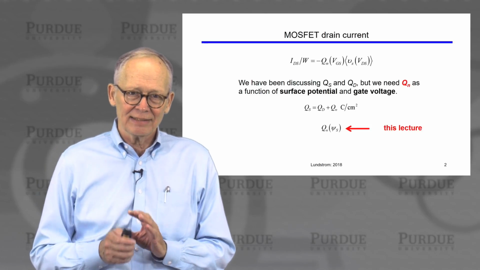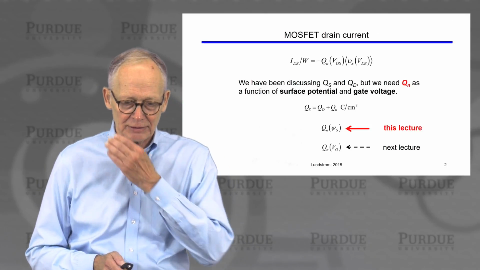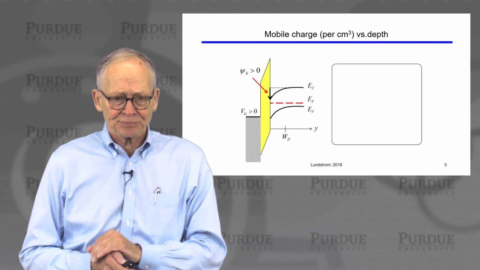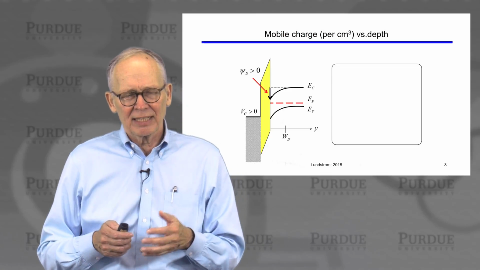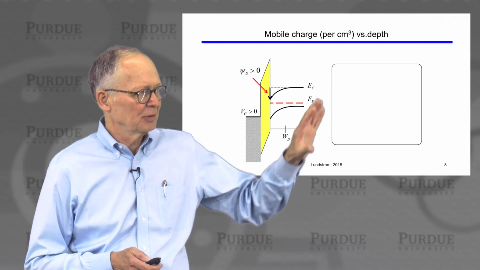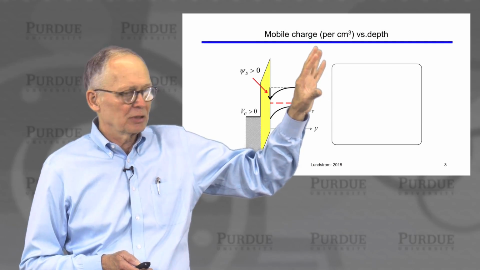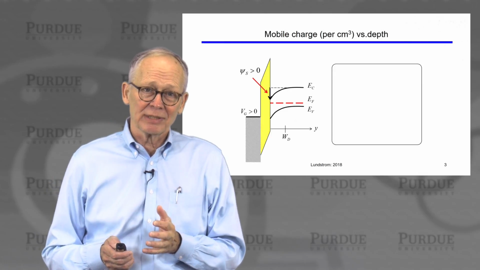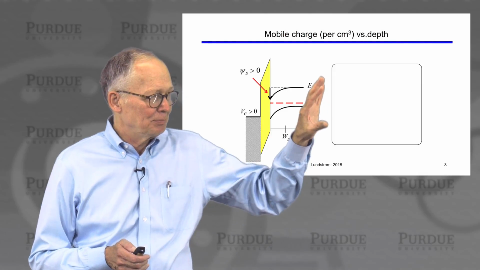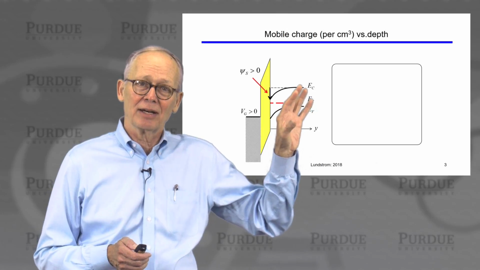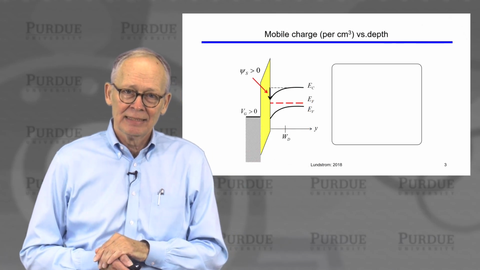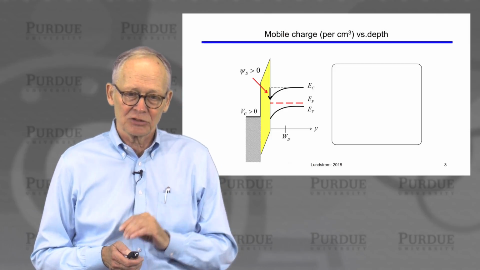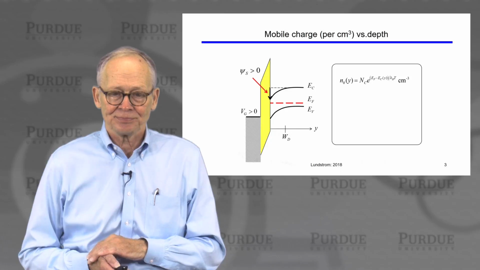The mobile charge in the semiconductor as a function of the surface potential. In the next lecture, we'll relate the mobile charge to the gate voltage. Okay, so first of all, we could think about the charge per unit volume. Mobile charge per cubic centimeter versus depth into the semiconductor. So the charge we're interested in, this P-type semiconductor we're looking at is going to be the heart of an N-channel MOSFET. So the mobile carriers are going to be electrons when we invert the surface and create a channel. So we're interested in electrons.